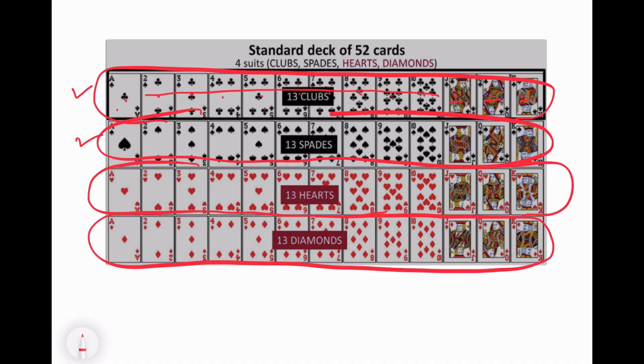Okay, so the question is asking how many different ways could we get a 2, 3, 4, and a 5 if we draw one card from this suit, one card from this suit, one from this suit, and one from this suit. So for example, I get the 3 of clubs, and then the 2 of spades, and then the 4 of hearts, and the 5 of diamonds. That's one way that could happen. But it could also happen if I got the 5 of clubs, the 4 of spades, the 3 of hearts, and the 2 of diamonds. So obviously there's more than one way that it can happen. So how many different ways can it happen?